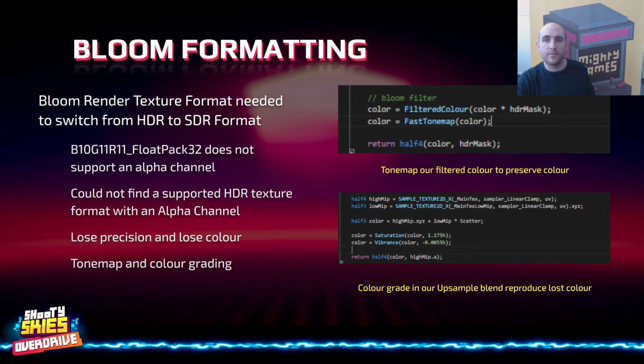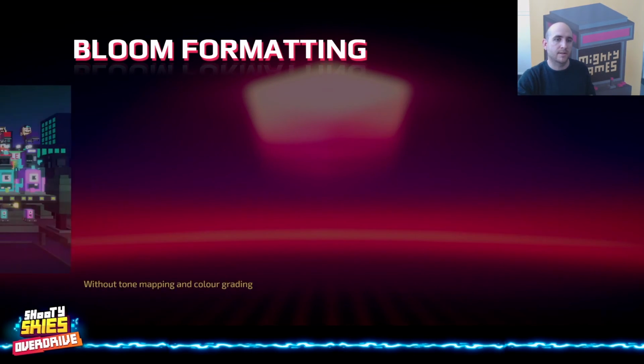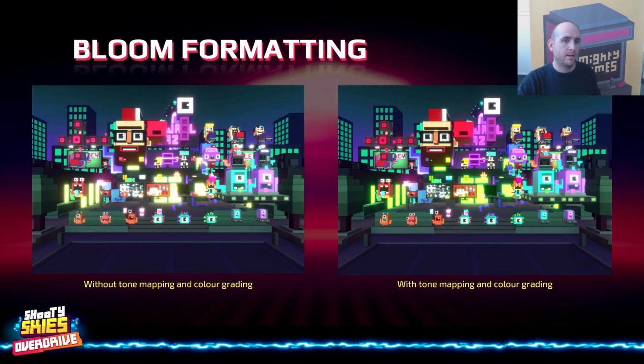So when we do our bloom filter, we tone map the color, so we're trying to preserve as much of the color data as we have prior to cutting it off and sending it down to an SDR format. Then when we're doing our upscaling again, blending the high mips and the low mips together, we're doing a saturation and a vibrance pass, just to try to replicate some of the color that we'd lost. On the left here, the emission is a bit blown out and too white hot for my liking, so the saturation, vibrance and color grading really helped to get some of that color back and suit the feel of the world that we wanted.